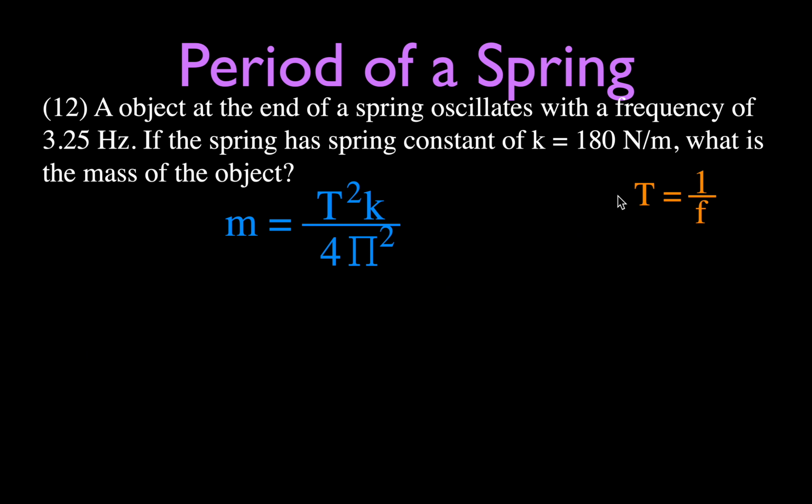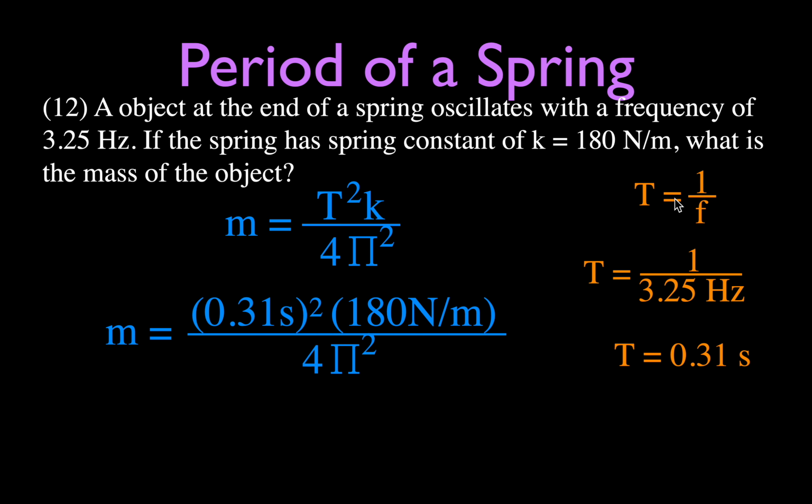Okay, now like I said before, we weren't given the period. We were given the frequency here. So we got to get the period also first. And that means it's 1 over the frequency. And the period is 0.31 seconds. So we can plug those values in now. 0.31 squared times the spring constant of 180 divided by 4 pi squared. And we get the mass of that object is 0.44 kilograms or 440 grams.